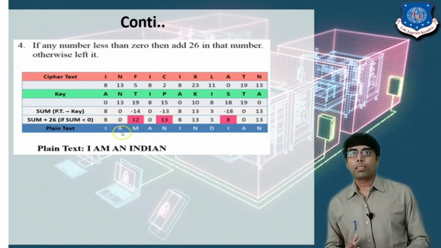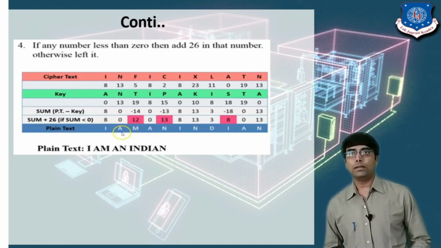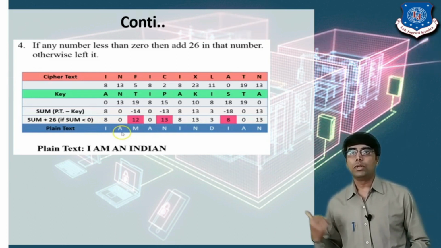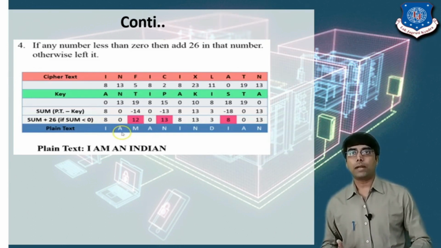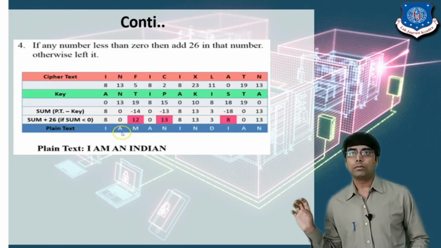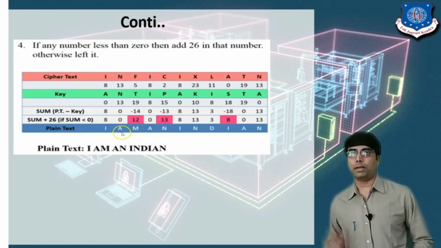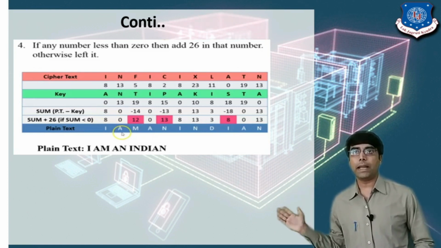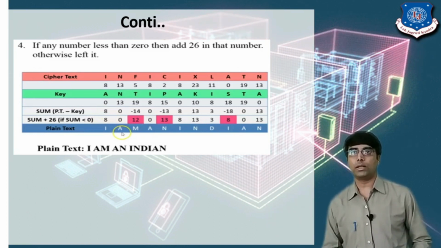Now again 15 minus 13, and now minus 13 is there. So again you have to add 26 to minus 13. So 26 minus 13, you will get 13. So now finally you will get the values 8, 0, 12, 0, 13.